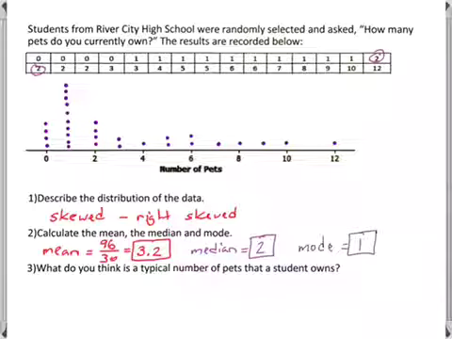We know this data is skewed because notice the mean and median are not the same number. They're different. They're not actually that close either. What do you think is a typical number of pets that a student owns? Well, remember, it's skewed. And when we said if the data is skewed, our median is the better choice. So I say that a typical number of pets a student owns is going to be between 1 and 2, but closer to 2.